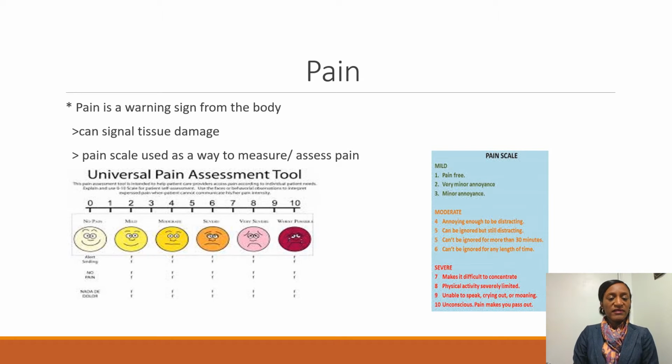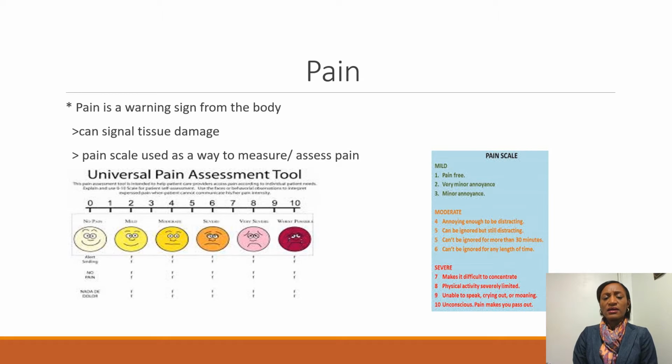Okay, the final vital sign that we will be discussing here is pain. Pain is a warning sign from the body, basically telling you that something may be wrong in the body's function, and it can signal tissue death. So it is considered a very important vital sign measurement along with all the others.